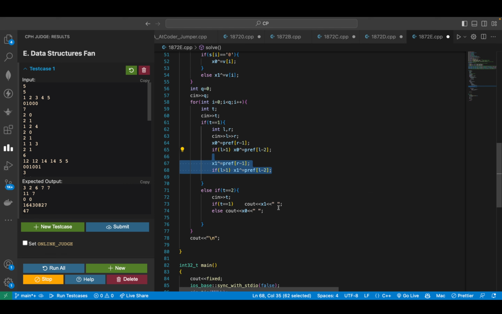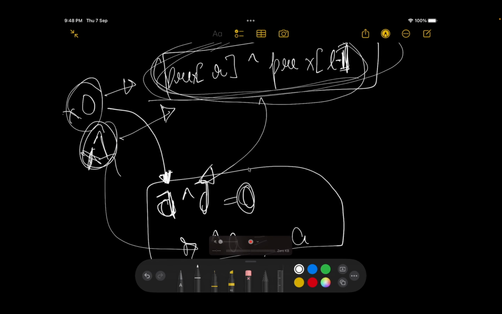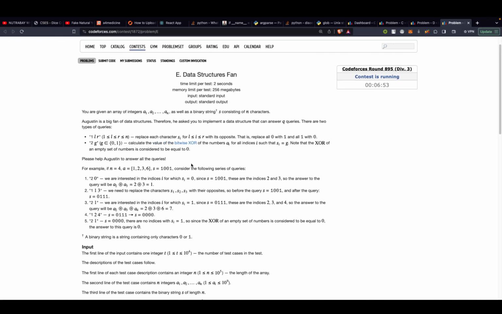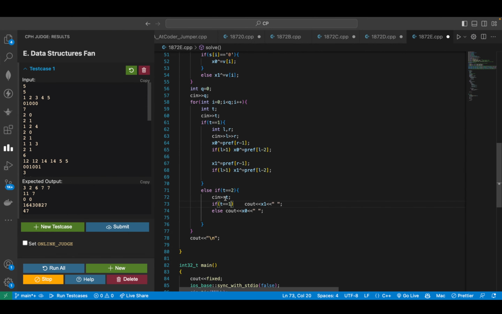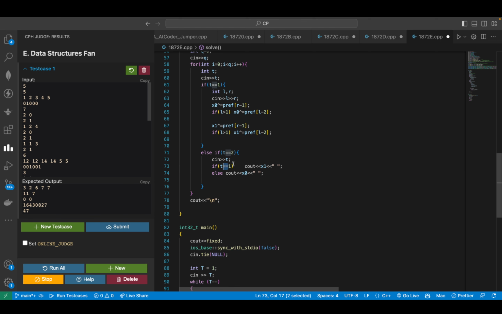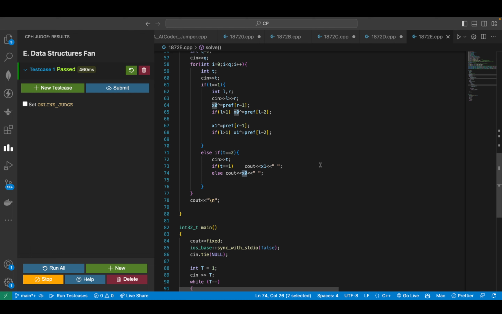And similarly for x1, if t is equal to 2, that basically means that now you have to calculate the value as they had specified over here. Yeah, over here. So in that case, I'll just check. I'm just again taking the value in the same variable itself so as to save space. Cool. If t is equal to 1 now, like if you want to check for the 1's bit, then I'll print x1. If you want to check for the 0th bit, then I'll print x0. And yeah, that's pretty much it.